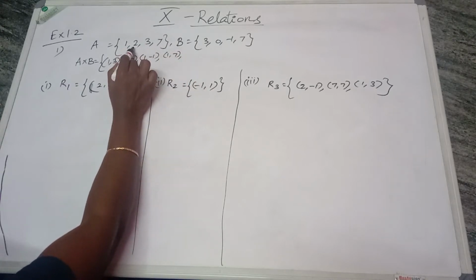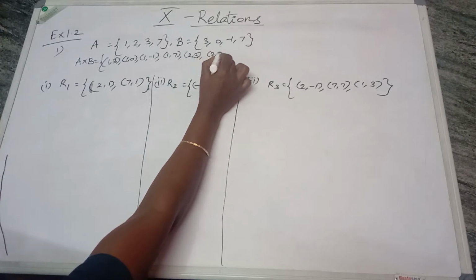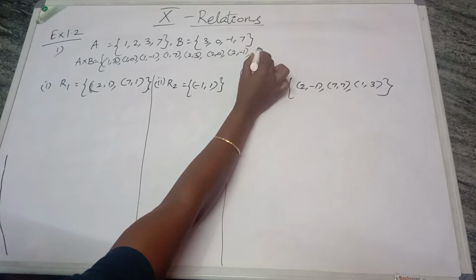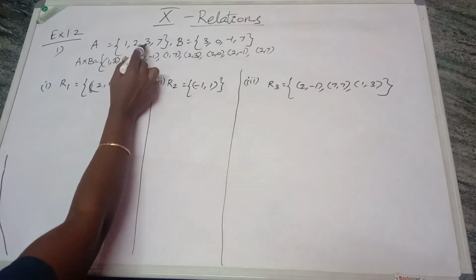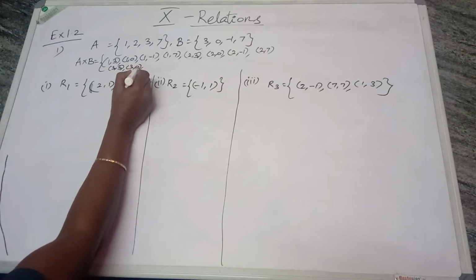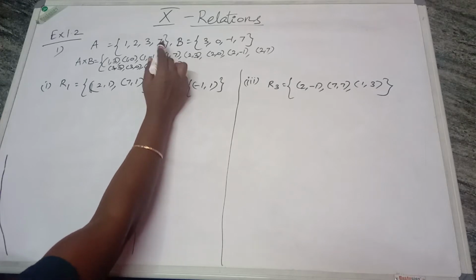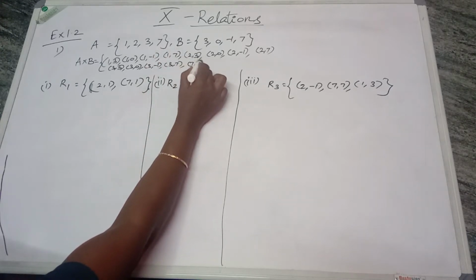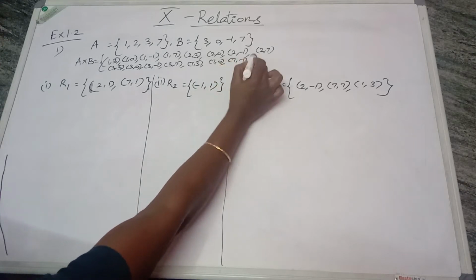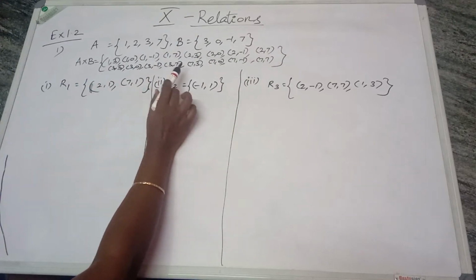Then if you take the second element from A, then (2, 3), (2, 0), (2, -1) and (2, 7). And then if you take 3: (3, 3), (3, 0), (3, -1) and (3, 7). And if you take 7: (7, 3), (7, 0), (7, -1) and (7, 7). Okay, these are the elements of A cross B.